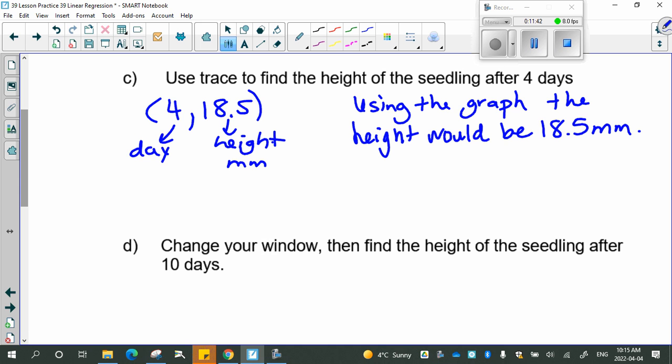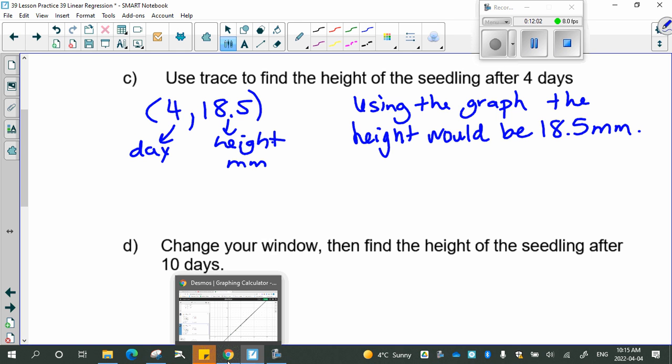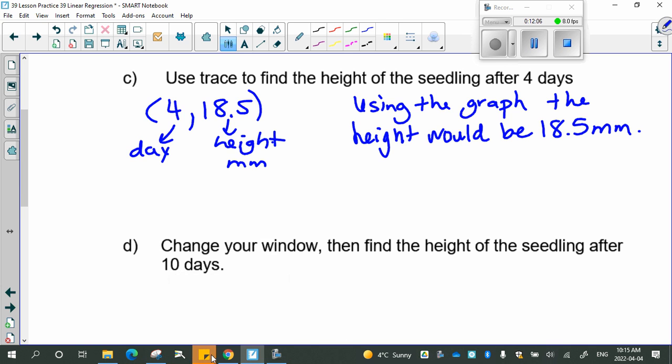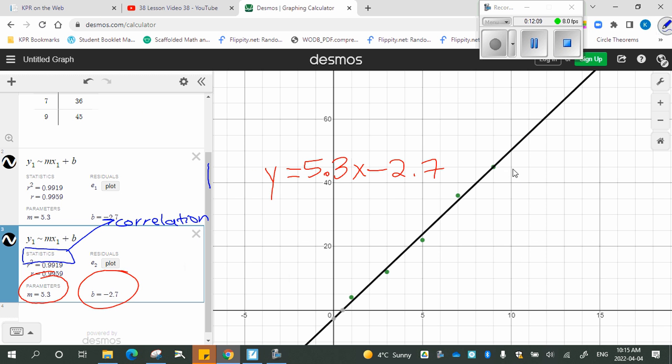So it says change your window, then find the height of the seedling after 10 days. We'll see if we need to change our window. I think we went to 15, so we're okay. But you can zoom in and out. Okay. So back here after 10 days. Okay, so then we're going to go over to 10. Where do we hit the line? 10 and 50.3. 10 and 50.3. You can see right there.